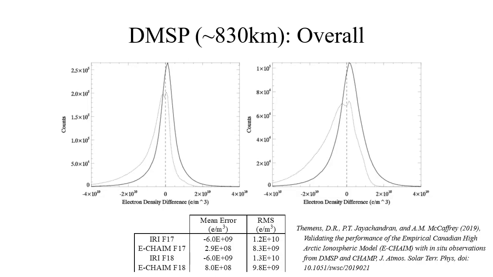So since the release of the model, we've done a number of validations. Here's just an example of one against DMSP in situ observations around 830 kilometers altitude. Overall, Eshame was found to be able to provide electron density at these altitudes at about 30% improvement over the IRI. And you can check out this paper if you're interested in those results.